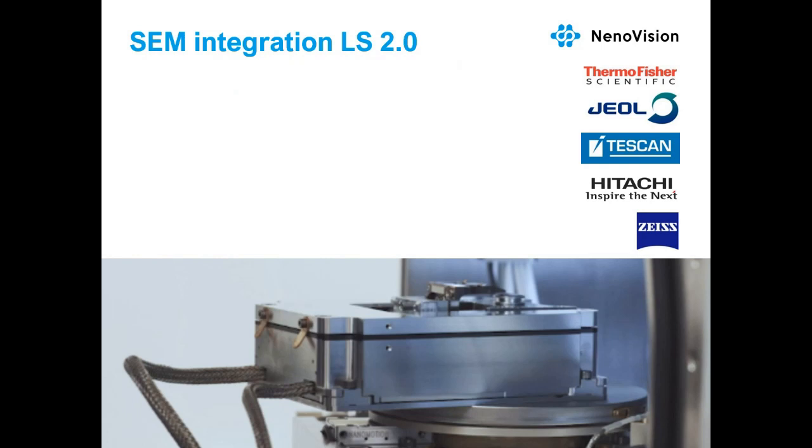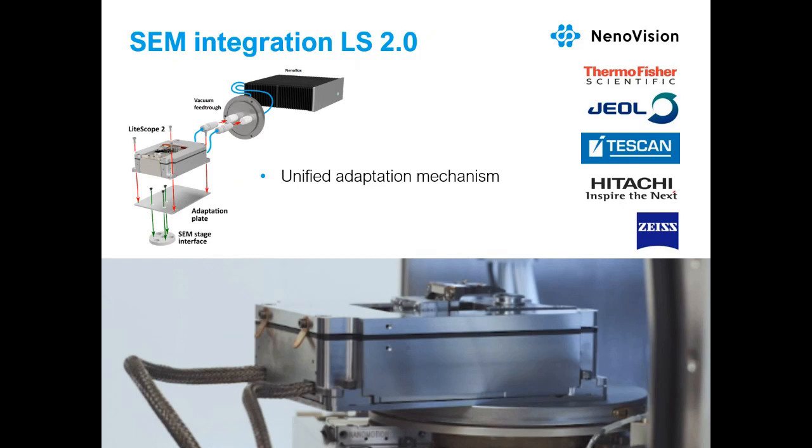I would like to highlight one more advantage of SEM integration with the LiteScope 2.0: we really unified the adaptation mechanism. Currently, as you can see in the picture, we have just one base plate, unified for all of the manufacturers, which is mounted on the stage, and that's it. And for TESCAN users, there is no need to remove the rotation because we reduced the height. You just quickly mount it to the rotation of the TESCAN stages, and it's very easy going.